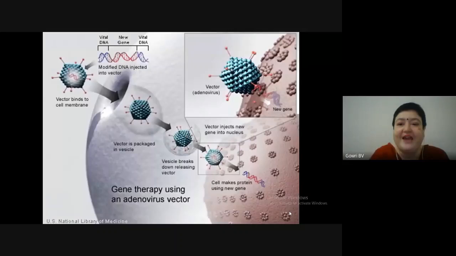The magnification is given on the top right, showing how it's attaching and injecting its DNA molecule. This comes with viral replication actually: absorption, penetration, multiplication, replication, DNA release. That is the life cycle of a virus. And the counterpart of the virus molecule, the changed new gene, will make proteins that can be used by the cell to replace the defective gene. This picture is obtained from the National Library of Medicine.